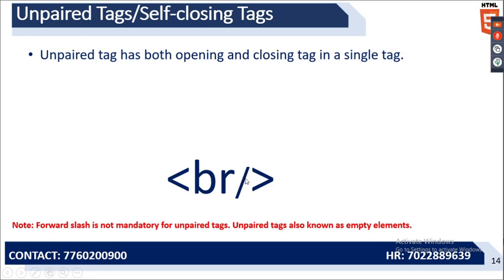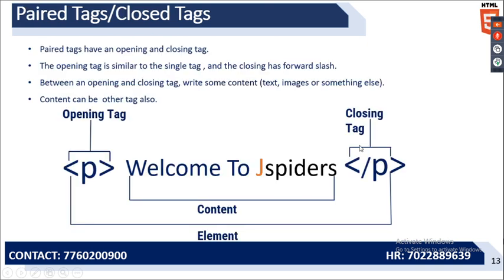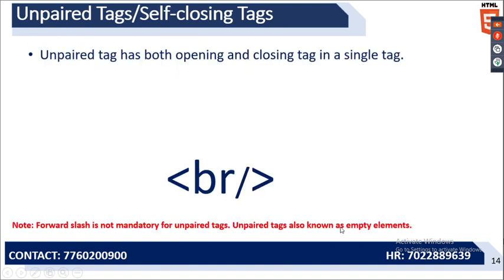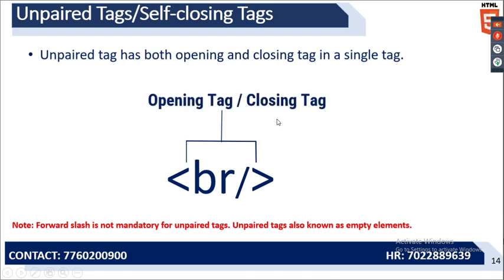So what we call it as, guys? We call it an unpaid tag. Why unpaid tag? See, here itself we are opening, and forward slash always indicates closing. So here also it is indicating close. Here only we are opening, here only we are closing. So here we call it an unpaid tag or self-closing tag. It has both opening and closing tag in a single tag.